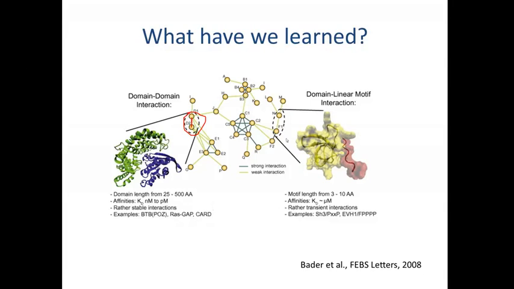And over here is a domain–linear motif interaction. Here the motifs are smaller, between 3 and 10 amino acids. They're much lower affinity, around a micromolar KD. They can be transient interactions, and here are several examples of these types of interactions, like the SH3 PXXP or the EVH1 motif. So the types of interactions in a network can differ, and those differences can sometimes predict the biochemical properties.